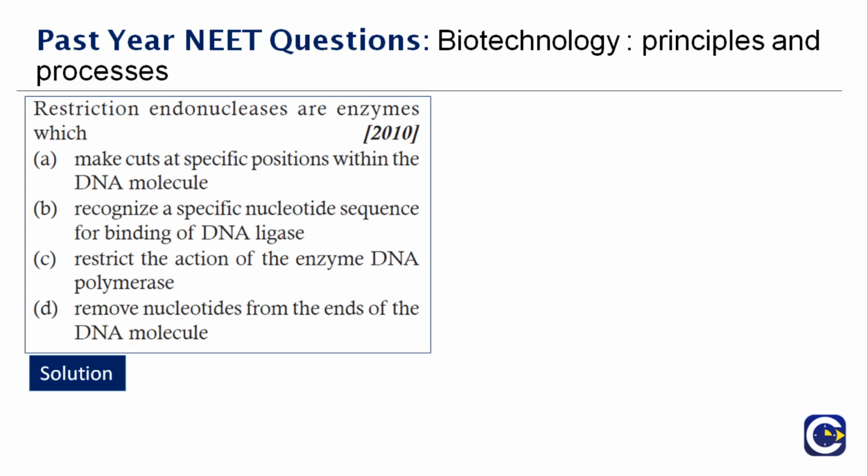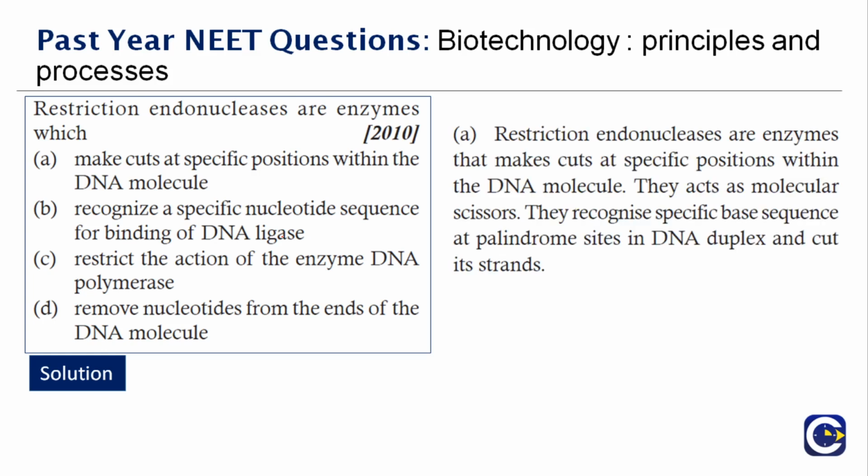Restriction endonucleases are enzymes that make a cut at specific positions within the DNA molecule. They act as a molecular scissor. They recognize specific base sequences at palindrome sites in the DNA duplex, and they cut these strands. So the duplexes can be recognized and cut, that is eradicated from the sequence part. So it will not lead you into any malfunctioning. Therefore, the correct answer is option A.